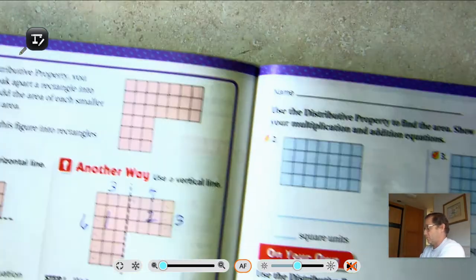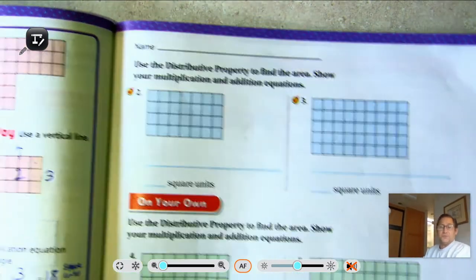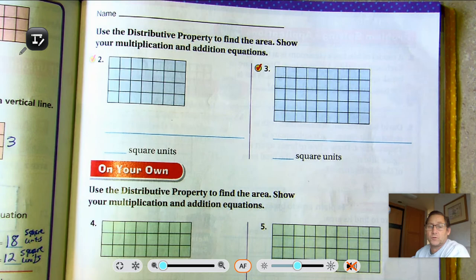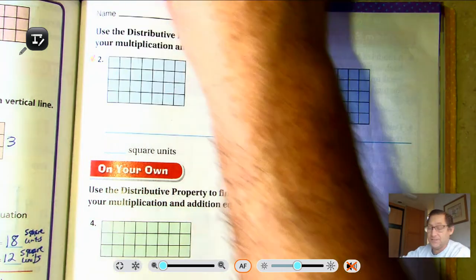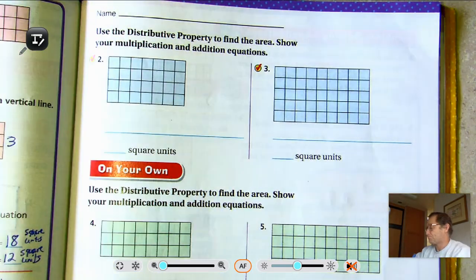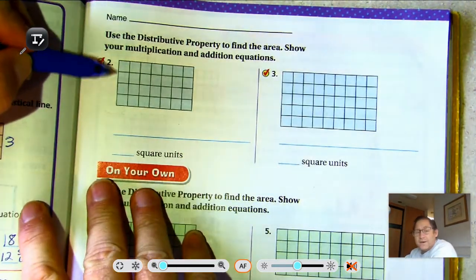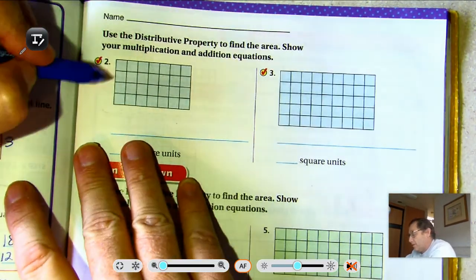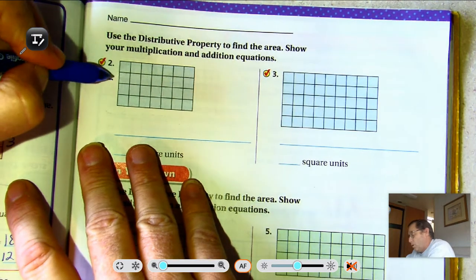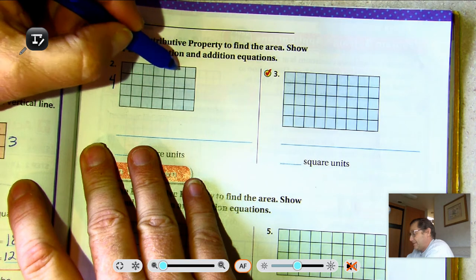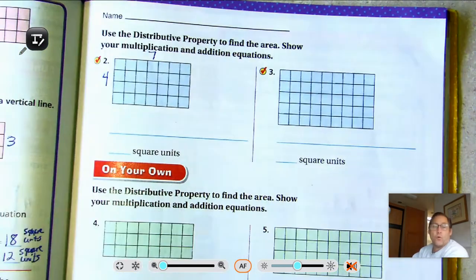All right, let's try some more. So number 2, use the distributive property to find the area. Show your multiplication and addition equations. So let's figure this out as far as what is it originally without breaking it apart. 1, 2, 3, 4 rows of 1, 2, 3, 4, 5, 6, 7. 4 by 7.